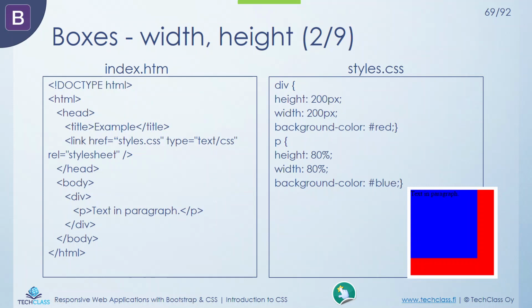Now you're setting the width and height of the box by this. First you have the div box here. You can see it's 200 pixels, and then the width also 200 pixels. And then the P tag, which is inside of this div tag, you're assigning some percentage of 200 pixels. So 80% means 160 pixels. And then also the color of those boxes.